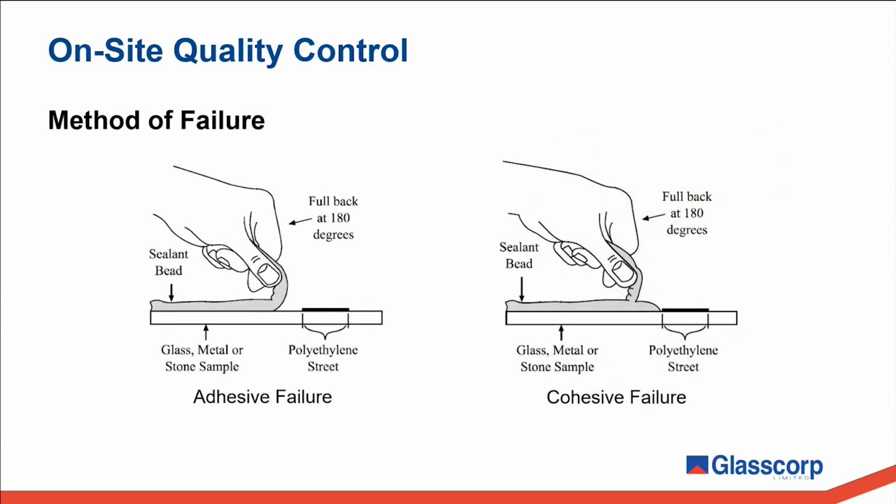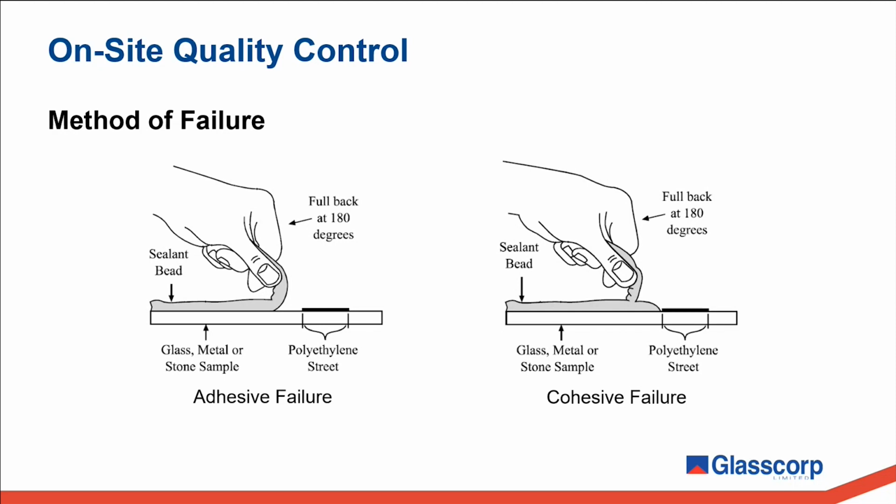Let me clarify what we mean when we talk about method of failure. If the sealant tears within itself and remains fully bonded to the substrate, this is called cohesive failure. So a 100% cohesive failure is desirable, as this indicates that the strength of adhesion is greater than the strength of cohesion. If the sealant pulls cleanly away from the substrate, this is called adhesive failure, and this is what we don't want to see.